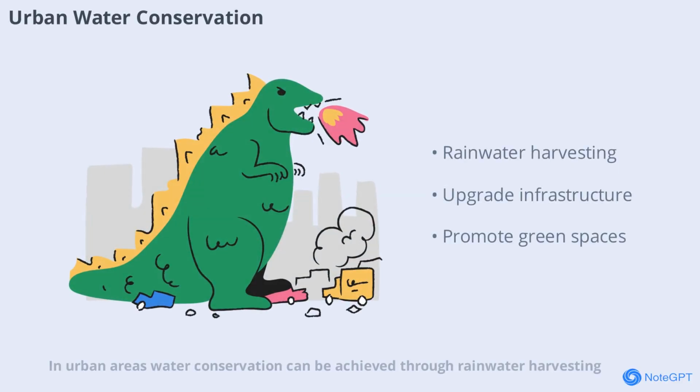In urban areas, water conservation can be achieved through rainwater harvesting, recycling wastewater, and promoting green spaces that absorb rainwater. Cities can also invest in repairing old pipelines and upgrading infrastructure to reduce water loss. Public awareness campaigns encourage residents to use water responsibly.